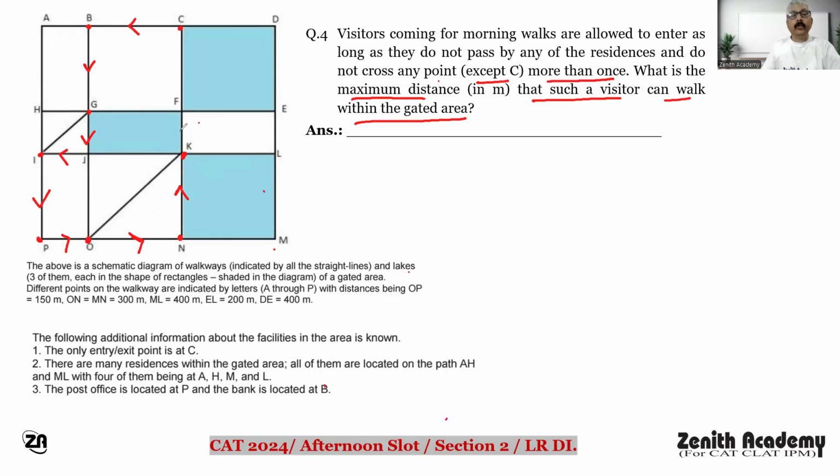and then K to F, and then F to E, E to D, and D to C. Okay, so this is the path for maximum distance. Because from here he cannot go to L, from here he cannot go to M. So the maximum path is this, so now add it.